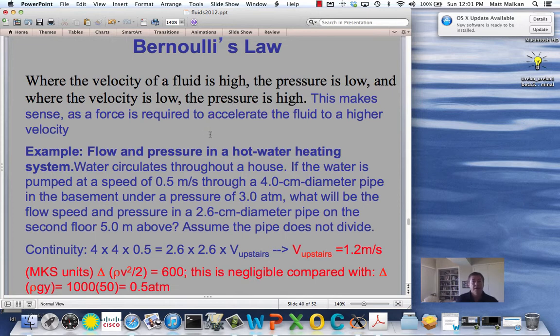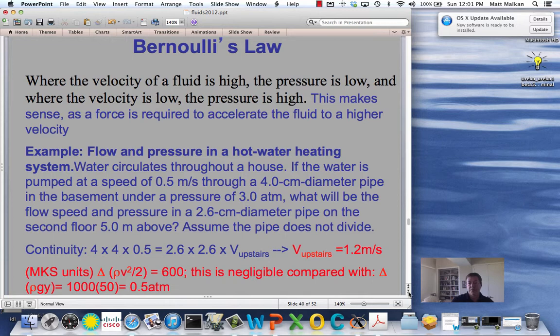Now this should make some sense. So look at this again. If the fluid has a high velocity at some point, it's going to have a lower pressure. And that's because some work was required, basically higher pressure, to make it accelerate, to make it go faster in the first place.